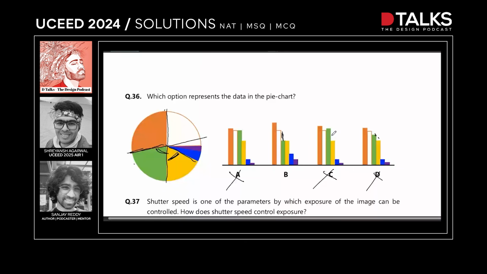Or is it D? Is it? D. It is D. Interesting. So I got that question wrong. That's minus, that's 4 marks gone for me.